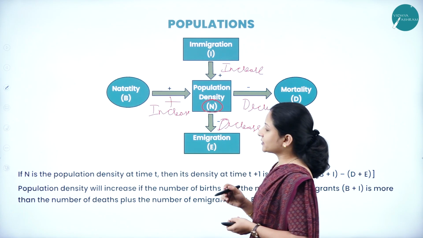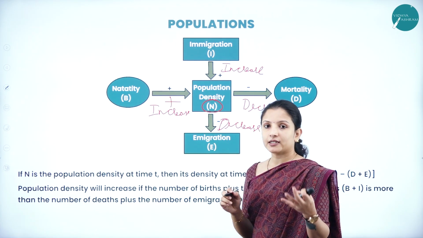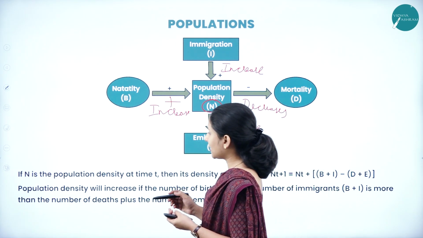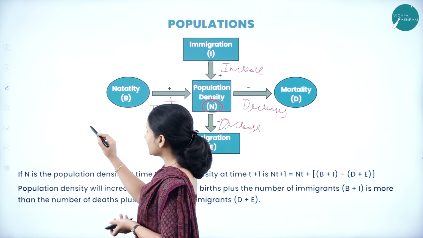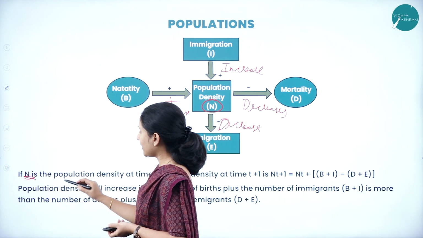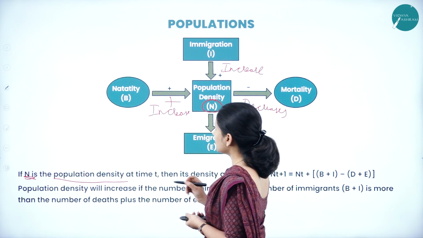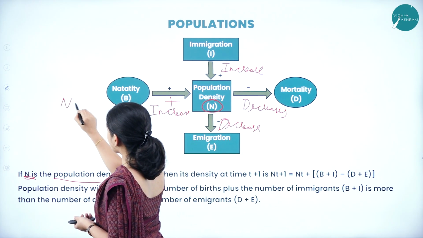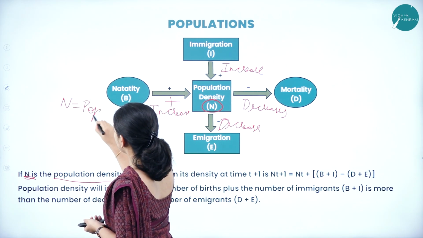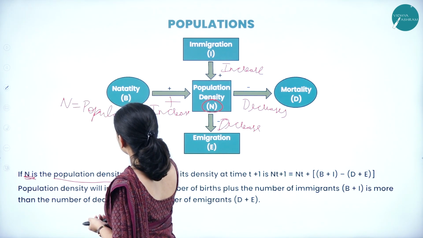These are represented, and can be calculated, by a formula. Say for example, here N is the population density. N means it is the population density at time T.